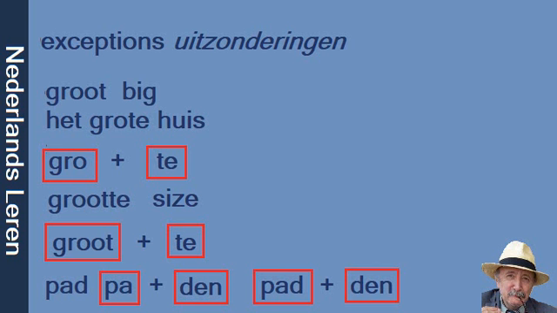Then we have a noun, pad. A pad can be a toad, or it is a path, a pathway, or a small lane. If you're talking about a toad, then the plural is padden. The sound then is short, and that's why you write padden with a double D. But if you talk about the path or the small lane, then the vowel needs to be open. So you spell it paden, paden.